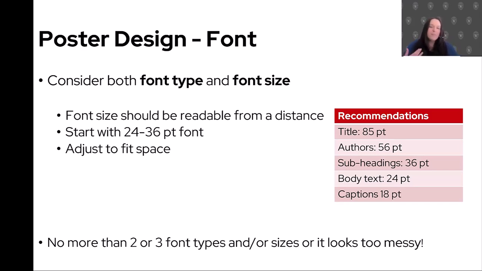So typically for body, you want to start with fonts that are like 24 to 36 point font, and then you go bigger from there. So here are just some general recommendations, 85 point for your title, and then that's going to be sort of the biggest font that you have, and then you're going to reduce from there. And then you adjust to fit your space. So we'll talk about this a little bit later about using white space. So white space and the font size is really important when you're designing your poster to make it aesthetically pleasing. And then try not to use more than 2 or 3 font types or sizes because then it can be a little overwhelming and just look messy.